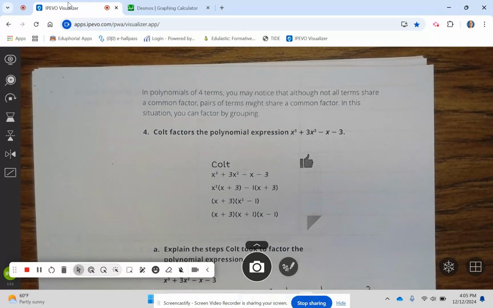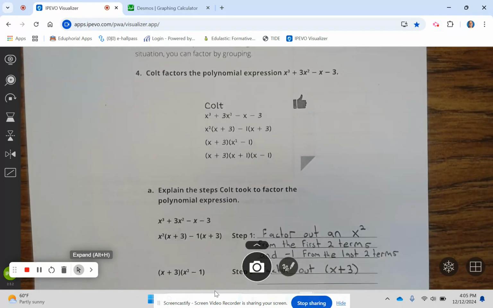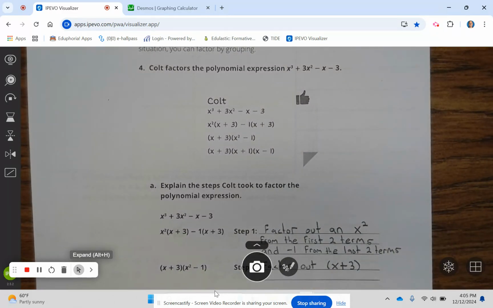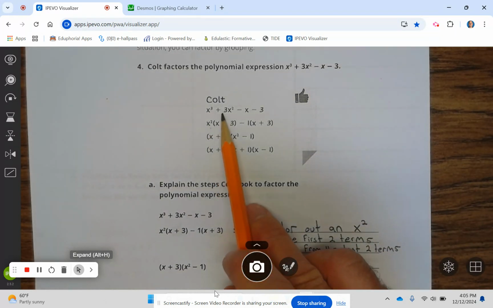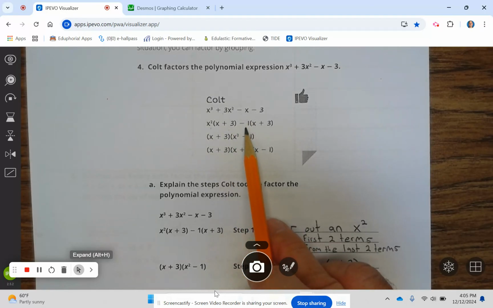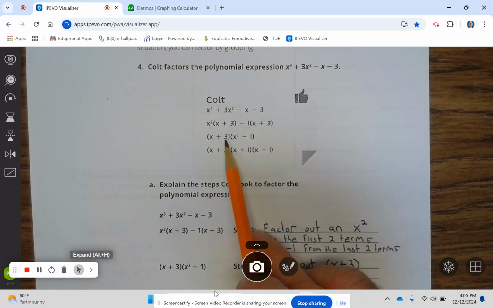In polynomials of 4 terms, you may notice that although not all terms share a common factor, pairs of terms might share a common factor. In this situation, you can factor by grouping. Colt factors the polynomial expression x cubed plus 3x squared minus x minus 3. So we factor out an x squared from the first 2 terms, and we factor out a negative 1 from the last 2 terms. Then we group these together, and then this is a difference of squares, becomes x plus 1, x minus 1.